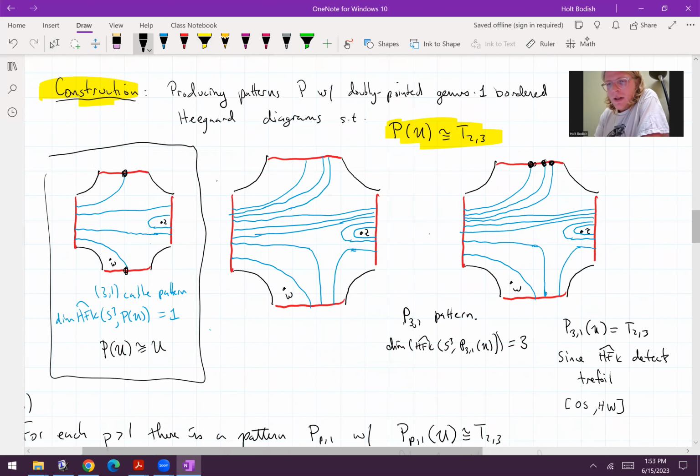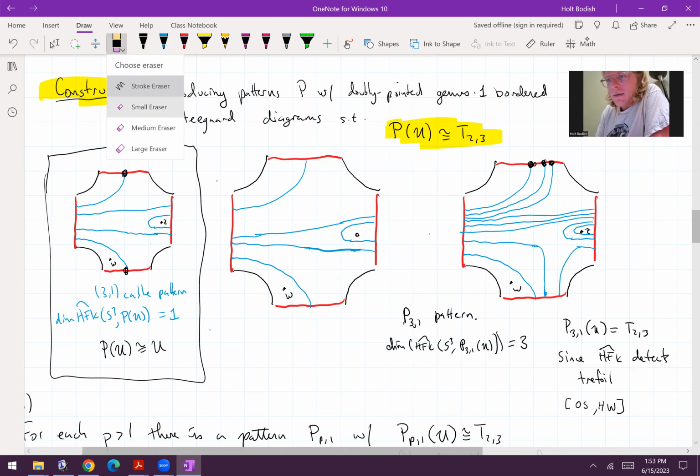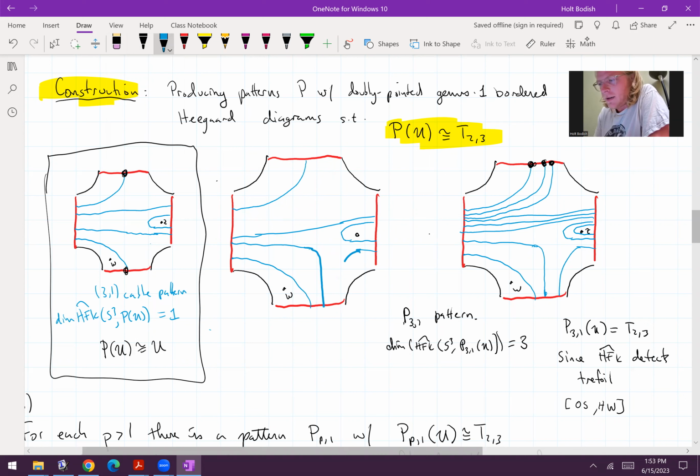Start with the (p,1) cabling pattern. Here I've shown the (3,1) cable pattern. I want to take that pattern and do a finger move on this bottommost horizontal strand here. So I'm going to take this strand and push it once over the longitude. When I do that, I introduce 2 more intersection points between the beta curve and the longitude. And then I'm just going to continue tracing around and following the pattern here.